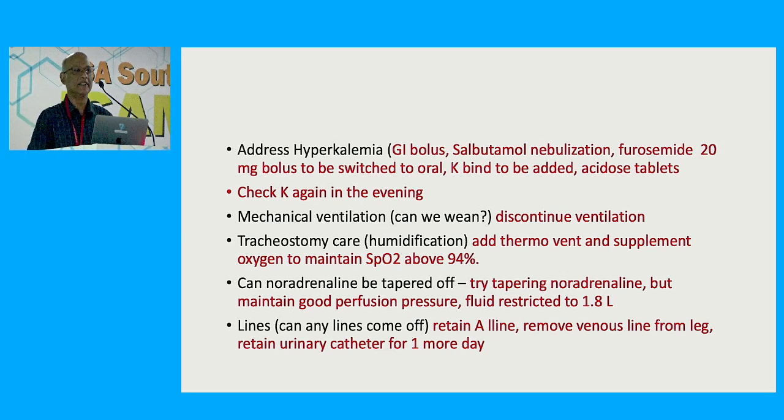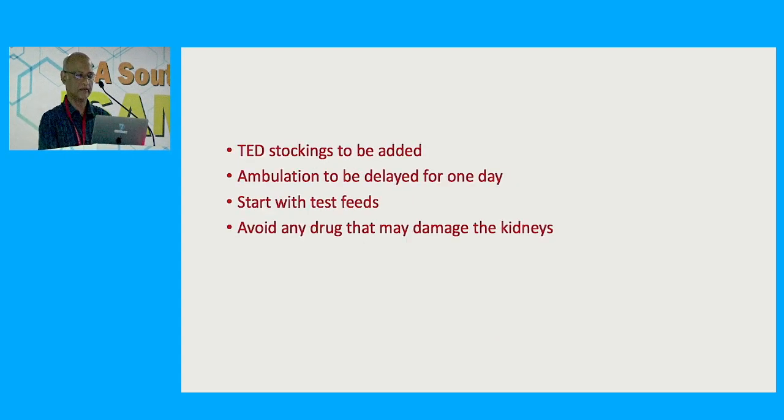Lines, yeah, retain the arterial line because we'd like to have a closer look at the blood pressure. Remove the venous line from the leg. We don't need that. And retain the catheter for one more day. We'd like to look at the urinary output. Maybe we can think of adding TED stockings.